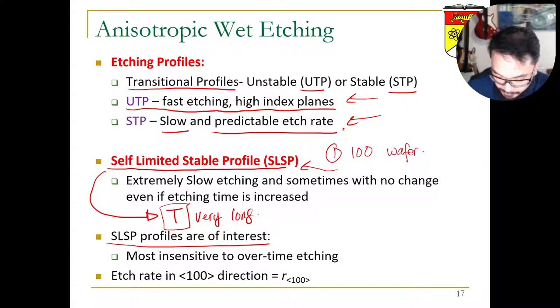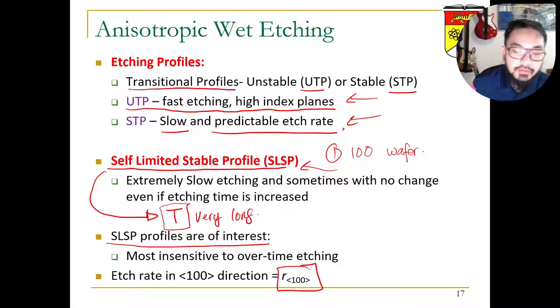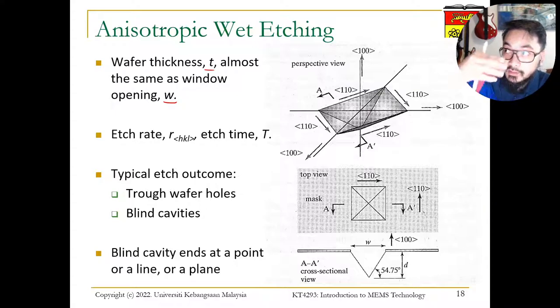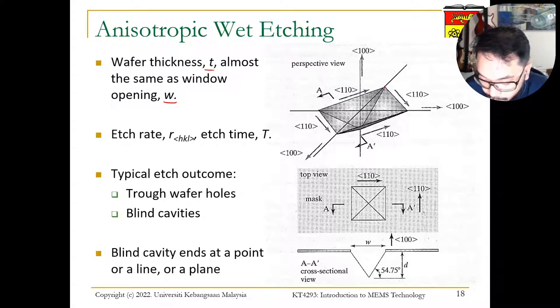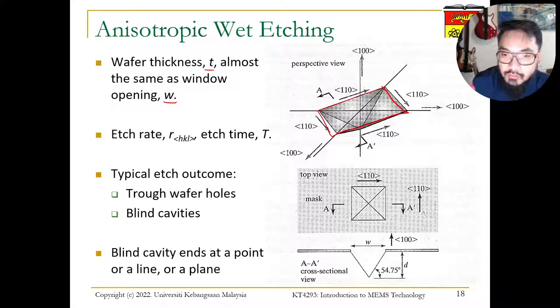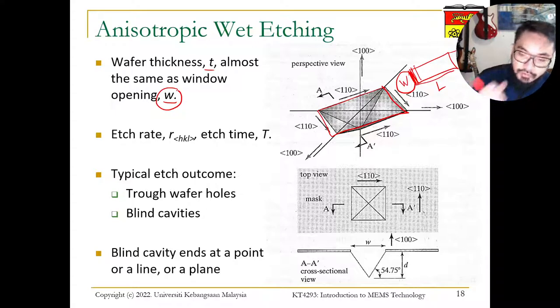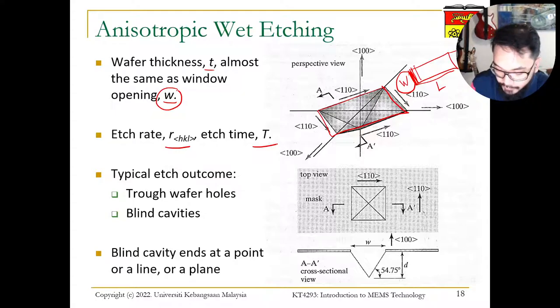Etch rate in a particular direction, for example the 100 direction, is denoted by the symbol small r with a subscript of the crystal plane. Wafer thickness is small t, and W is the length of the shortest side of the window. If your window is a square, then the sides are all of equal length. But if it's a rectangle, then you need to know that W is the shortest one. Normally we are concerned with the shortest side. It doesn't really matter how long the other side is. It is determined by the shortest side. So etch rate is r, etch time is capital T, and small t is the thickness of the substrate.